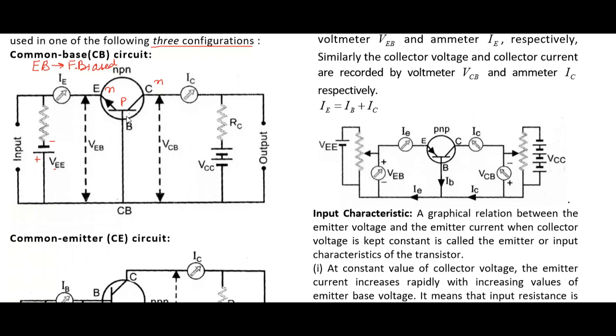Now, here again collector is reverse biased. This is N type, it is connected with positive for reverse biasing. This is P type, it is connected with negative.